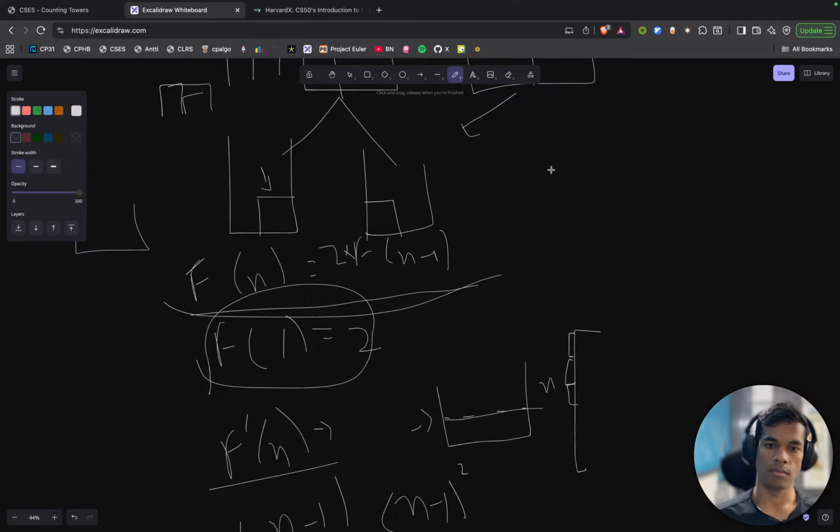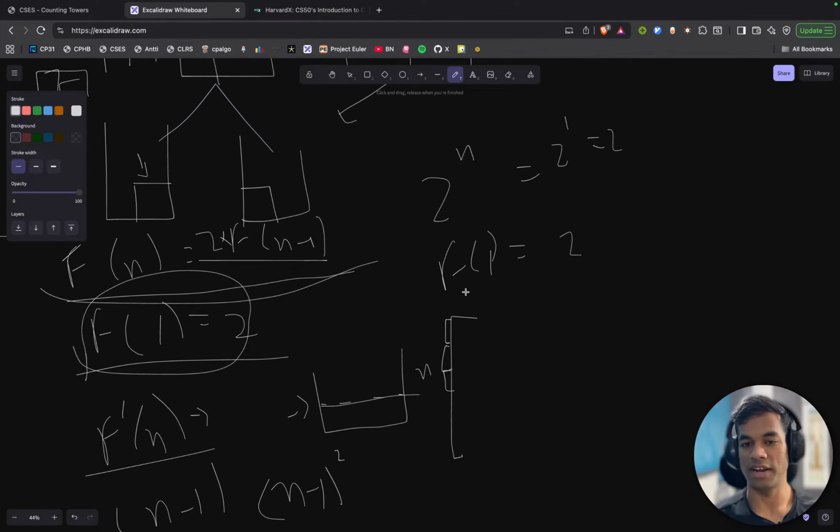And we have our base case. If we want to write this in a closed form formula, it is 2 power n, because f1 equals 2, right? And 2 power 1 also equals 2. So, okay, that is our base case.